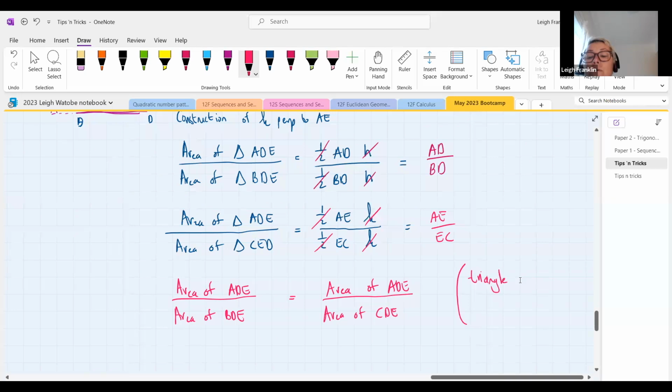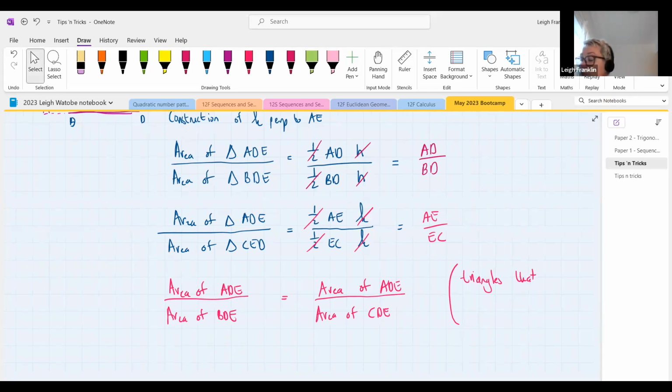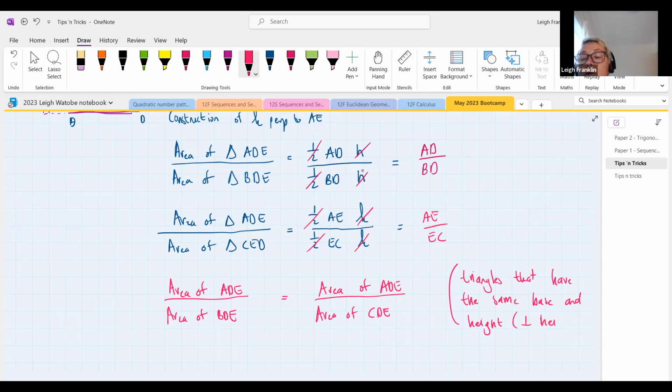Just here on the side for you: triangles that have the same base and height, so perpendicular height between parallel lines, have the same area.